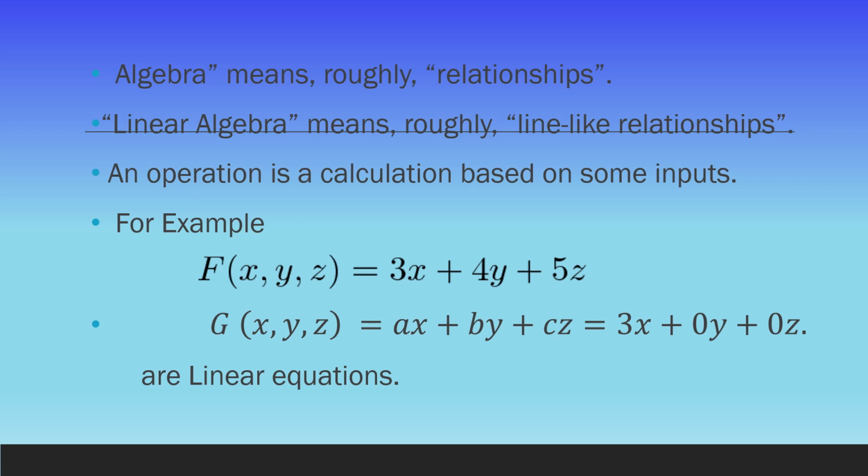For example, if I take the function f of x, y, z as 3x plus 4y plus 5z, my input is the variables x, y, z. For different variables x, y, z, when I operate using the function f, my ultimate output will be 3x plus 4y plus 5z. In the same way, if I take g of x, y, z as 3x plus 0y plus 0z, for different values of x, y, z, when I use this operator g, my ultimate output will be 3x. So these are all linear equations.